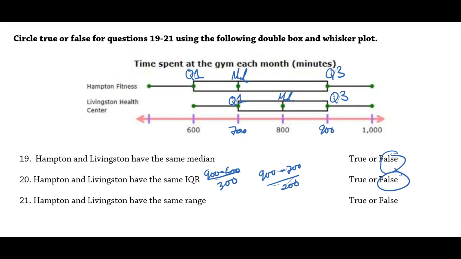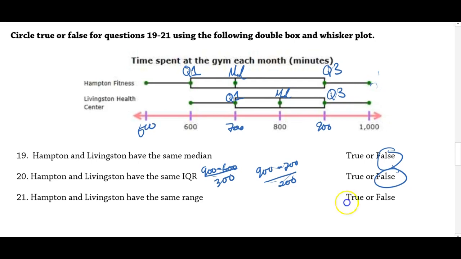And then lastly, really similar to question 20, it's just calculating the range, so that's maximum minus minimum. So if I did the range for each of these, for the top one, it starts at 1,000, goes all the way down to, well, this would be 500. So for my top one, it'd be 1,000 minus 500, which would give me 500.